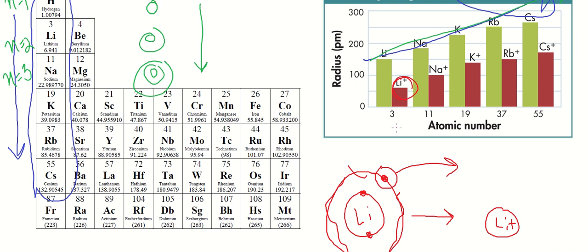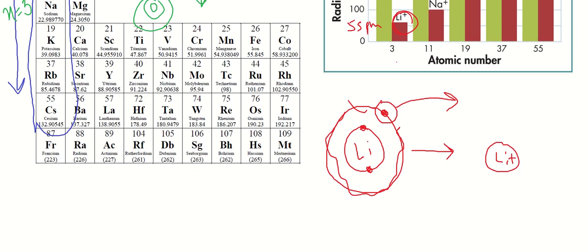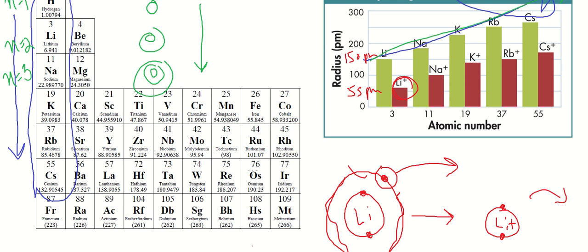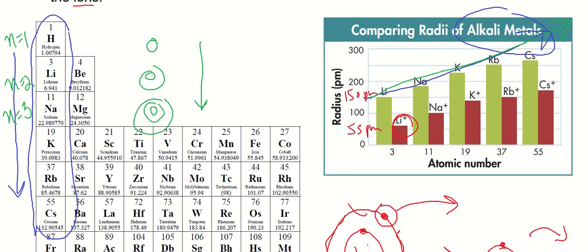According to this graph, it's maybe 55 picometers versus the parent atom at 150-ish picometers. Not only that, the remaining electrons, in lithium's case 2, are going to get a bigger piece of that nuclear charge, whereas before it had to share with all its electrons. With 1 less electron, it's going to have more of the proton or nuclear pull on the remaining electrons, which is going to bring those electrons in even farther, making those cations smaller.